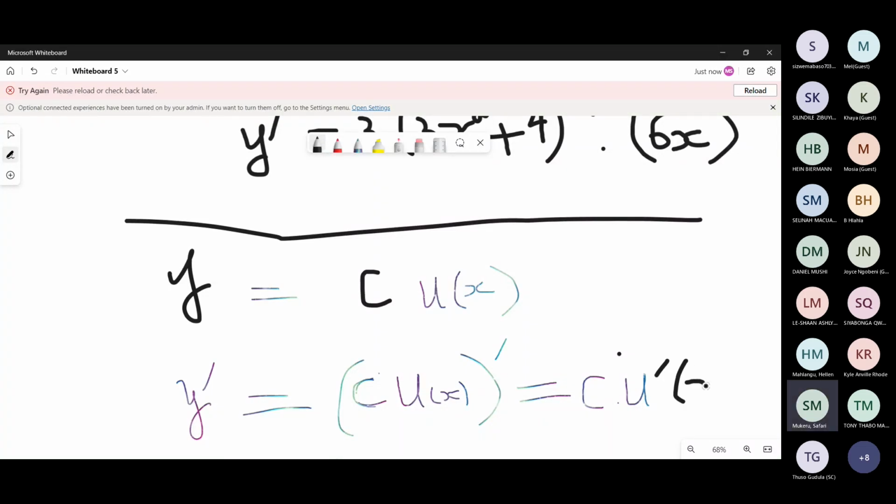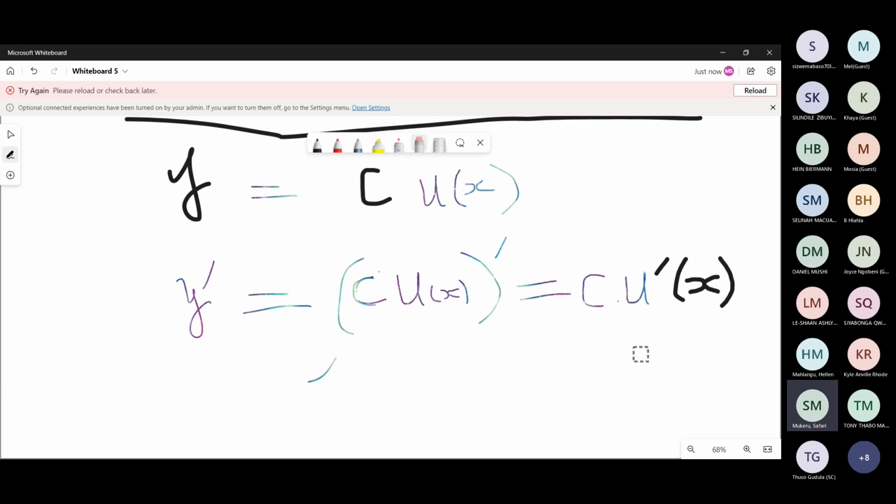U prime of x. Every time we finish the session, everybody is happy, and I go to my bed knowing that I did a good job, expecting that next time everybody will come back and they will even invite those who didn't come. But I'm surprised that next session the number goes down as if last session was a total disappointment. Eh? Well, let's take an example here.